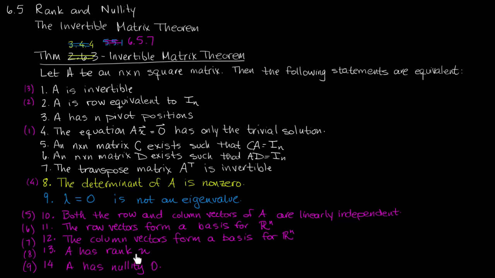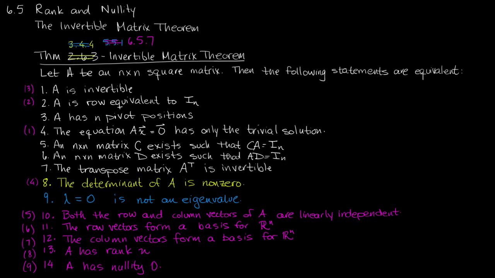Remember that A has rank n comes from finding the number of linearly independent vectors in a matrix. So we're dealing with a square matrix here, and what we're saying is if A has rank n, then it must be the case that the column vectors form a basis for Rn. It must be the case that the column vectors of A are linearly independent. If A has rank n, then the column vectors are linearly independent.